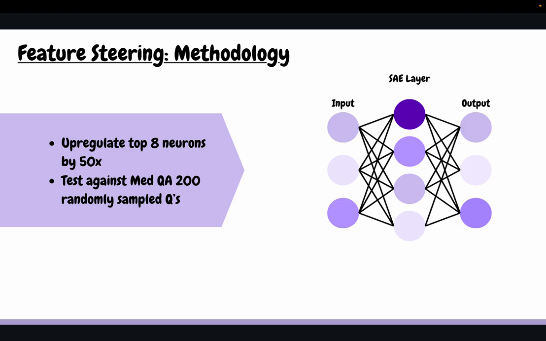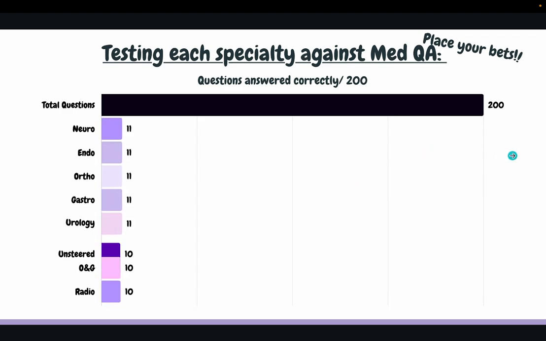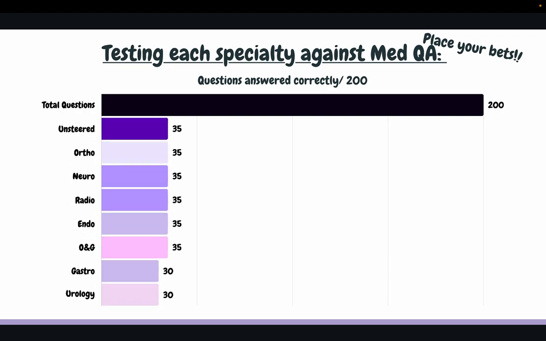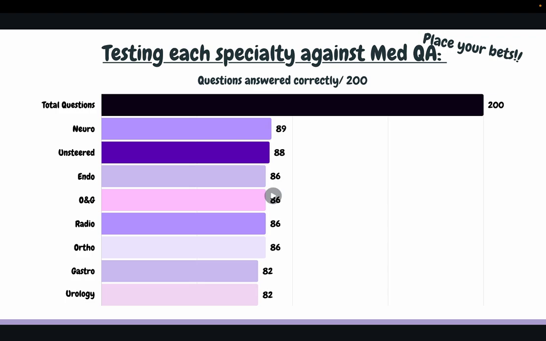We upregulated the top 8 neurons by 50 times, and then tested them against medical exam questions, 200 of them to be specific, just to see how well they would respond. Here you can place a bet on which specialty you think is going to work. We have 200 questions up top, and we can see how many of them they answer correctly. At the moment we have unsteered at the top, with the neurons coming in close behind. The unsteered model answered 88 questions out of 200 correctly, and the rest of the specialties perform significantly worse. Why that's the case, we will show in our next slide.